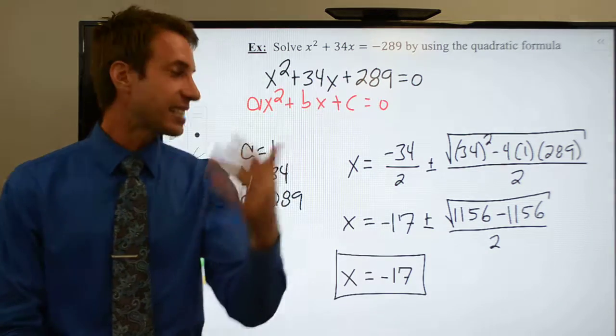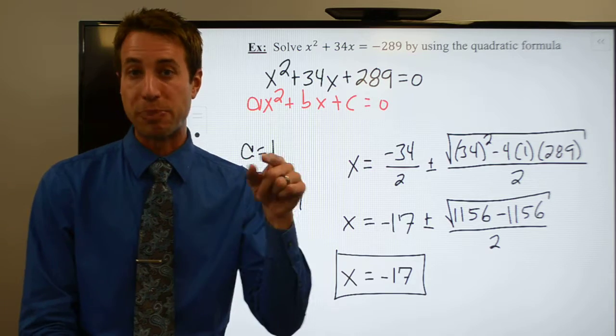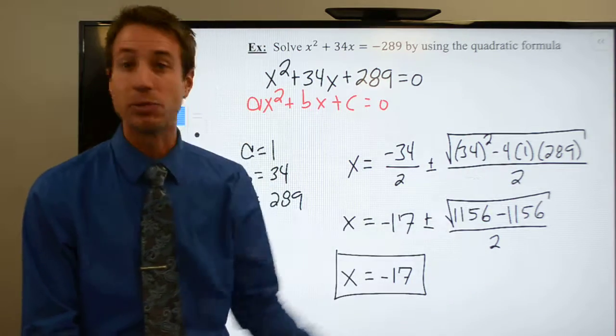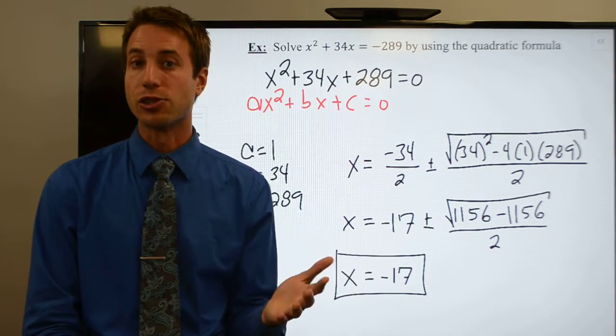Awesome, guys. Hey, that takes care of the situation here with the quadratic formula where this b squared minus 4ac comes out to be 0. And we've seen that you wind up with one solution.